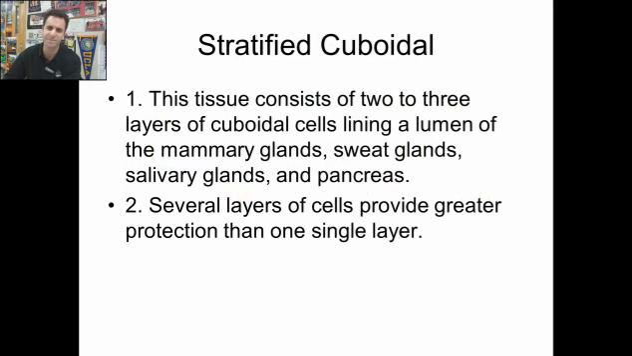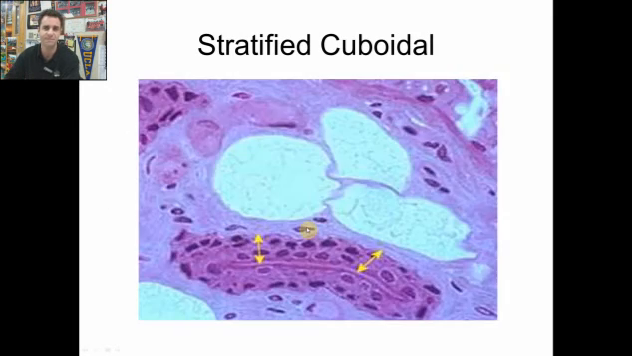Stratified cuboidal, same thing, but they're cubic cells found in the lumen of the mammary glands, also sweat glands and salivary glands, and the pancreas. And these several layers provide, what do you know, protection. Here you see stratified cuboidal, 2 layers of cuboidal cells. Fantastic. These giant blobs here, these are adipose tissue, which happens to be fat. Tasty.